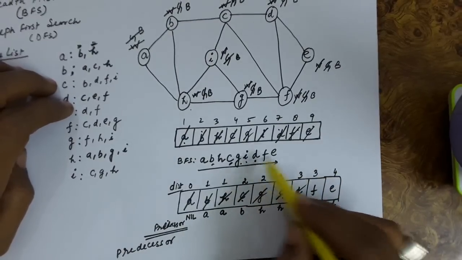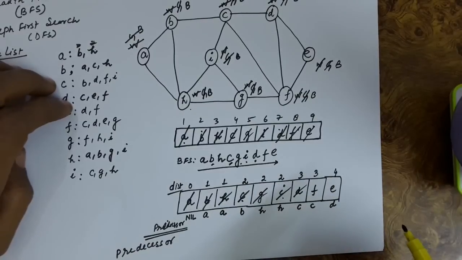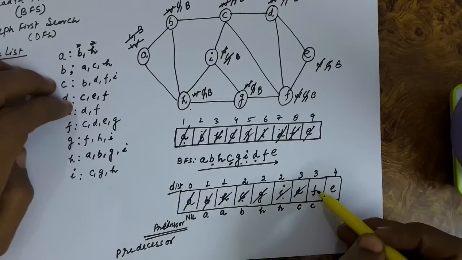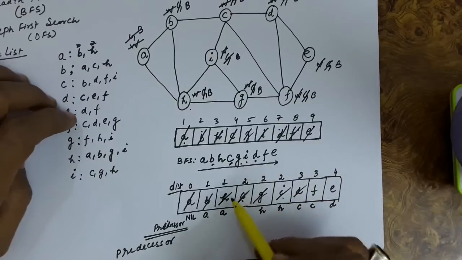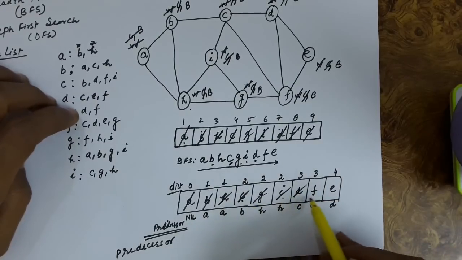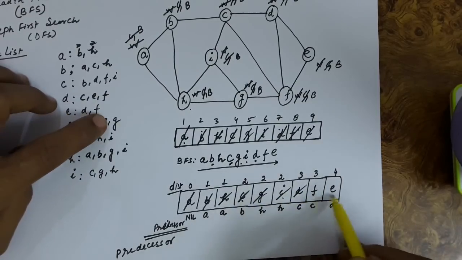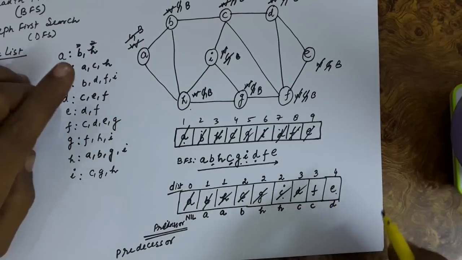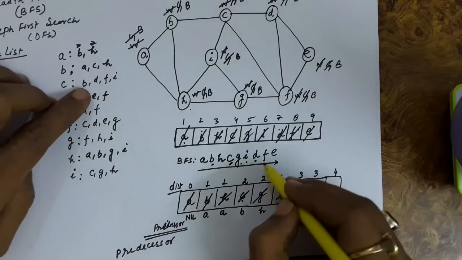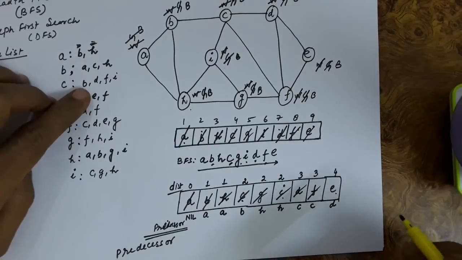Delete D, add it to the BFS sequence. Then from F, the connections are C, D, E, G. C is there, D is there, E is there, and G is also there. So no more connections will be added in the queue. Delete F and add it to the BFS sequence.